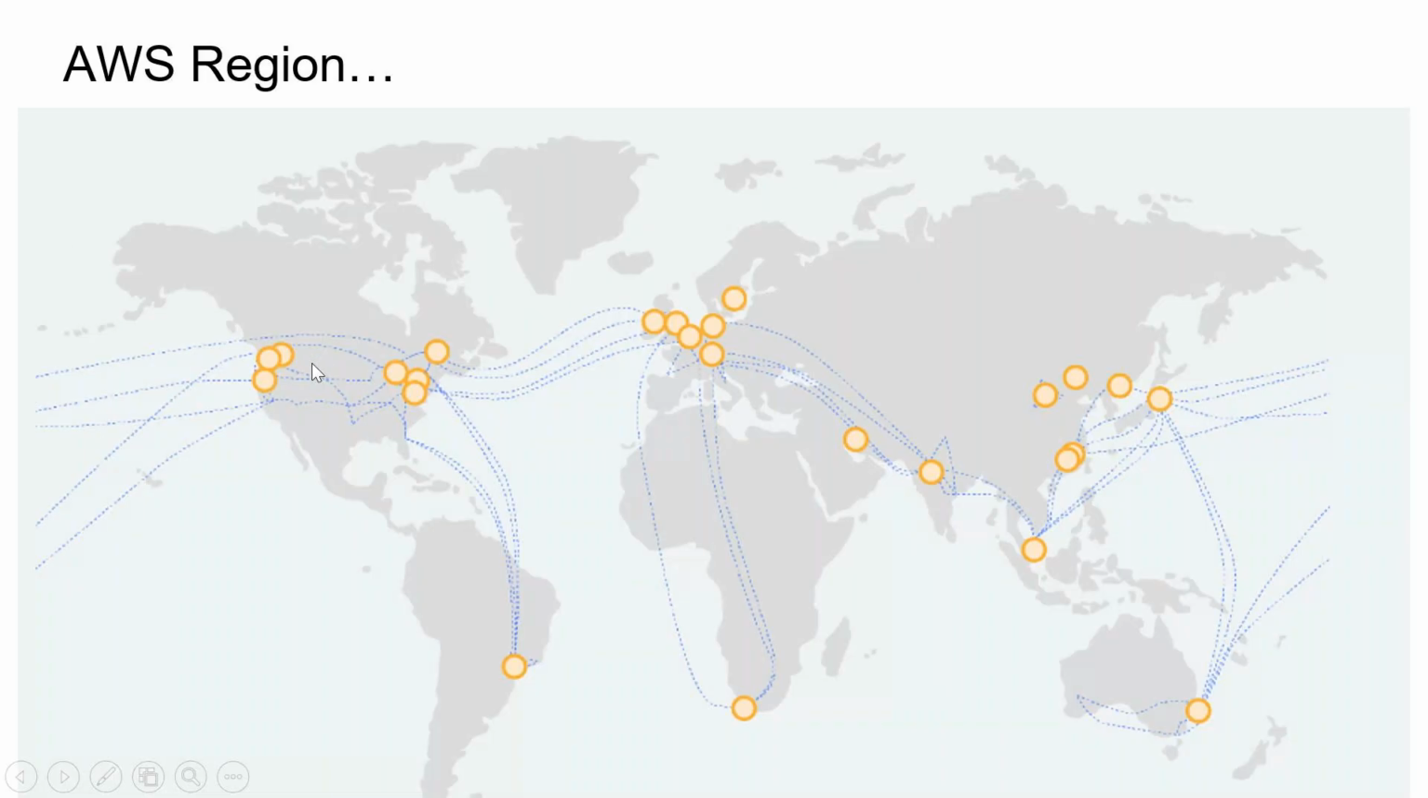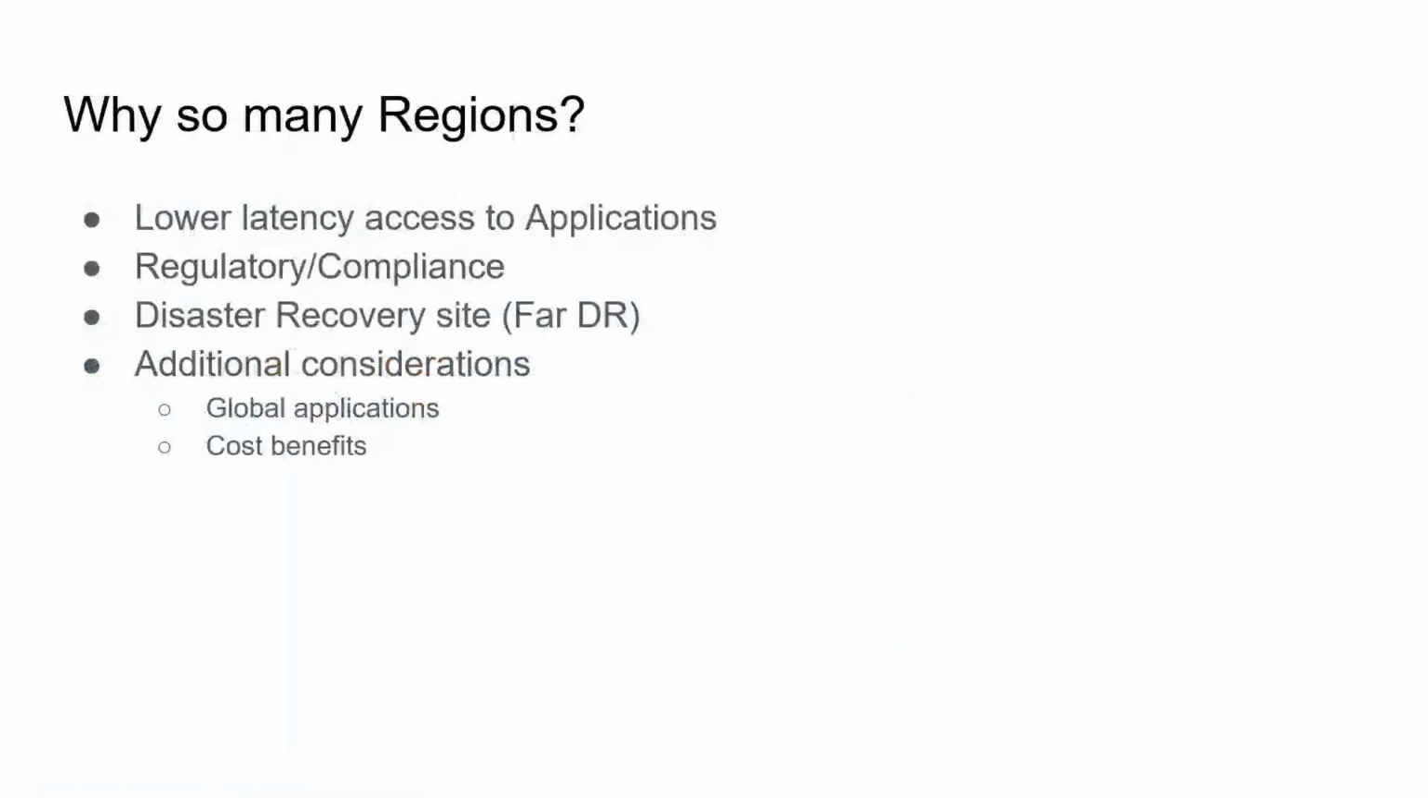And these are the different locations in the world. The orange colors you are seeing here are the various regions. So why so many regions? Why do we require so many regions? Lower latency access to applications. Lower latency means whenever you try to access any website, if that website shows up immediately, then we say it's very fast, right? That means it has very low latency. You can access that website in very little time, and that is nothing but lower latency.